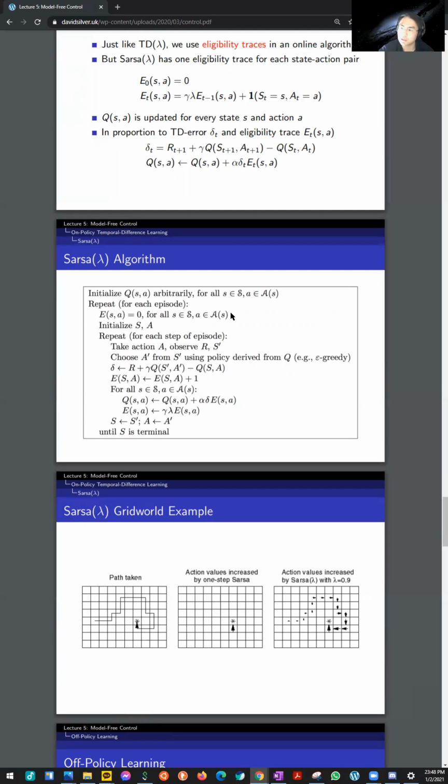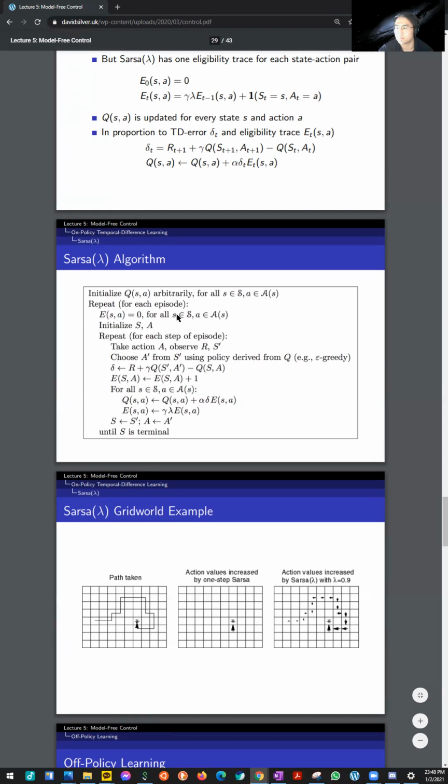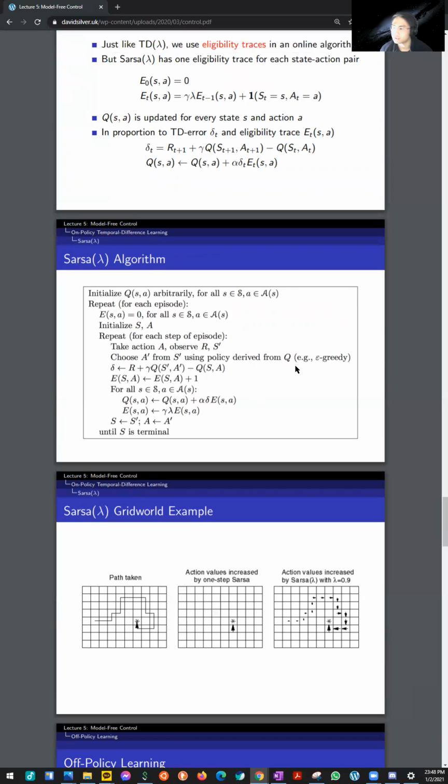Initially we obviously have to initialize it as all 0 because we have no idea what's going on. And then we enter one for loop, which is taking some action A based on our epsilon greedy policy, and then the environment returns the associated reward with that action and the next state based on its own MDP, which we don't know because we're in a model-free algorithm, okay?